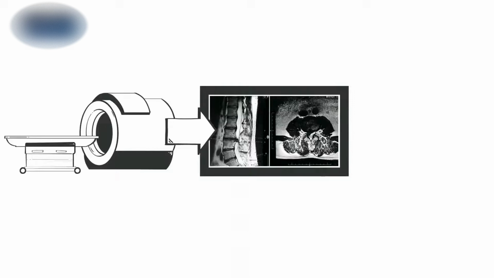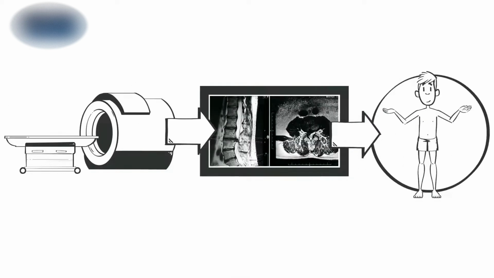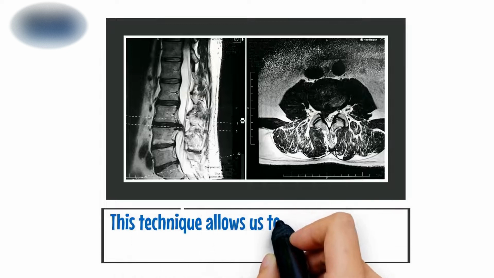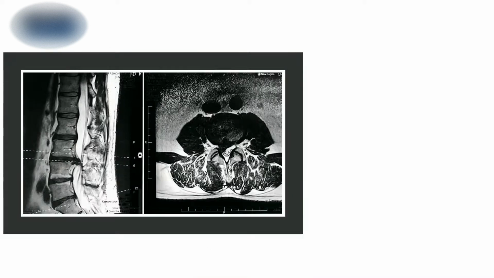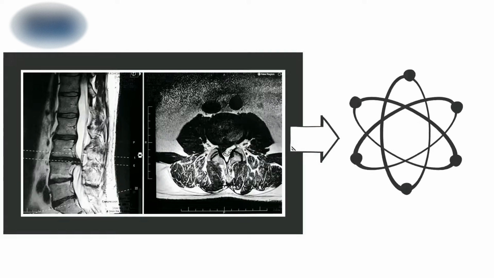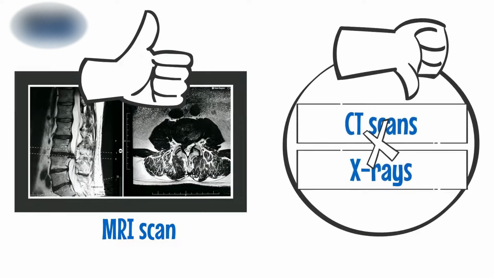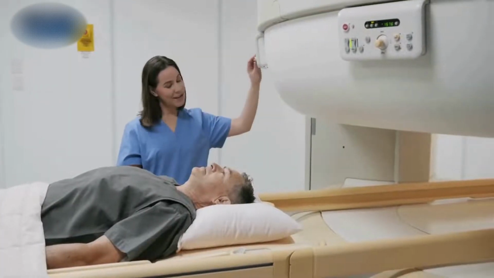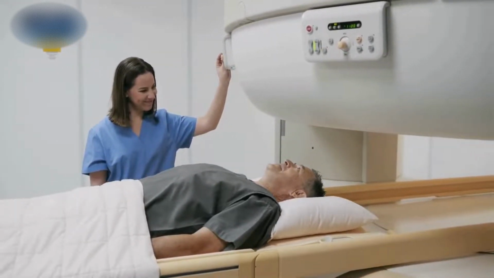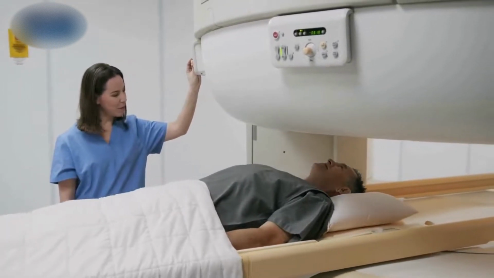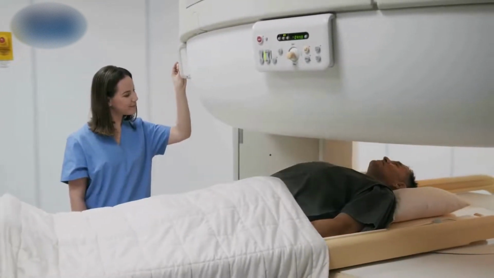Let's back up. The MRI machine produces a lot of pictures that slice the human body into thin sections. This technique allows us to visualize anatomic structures from any angle and direction. An MRI image looks like a photograph, but it is actually a computerized image of the molecules inside the human body. These images are superior to CT scans and X-rays. The resolution and clarity of the images is amazing. We can see unbelievably fine detail, and we can visualize the smallest details of normal and abnormal human anatomy.